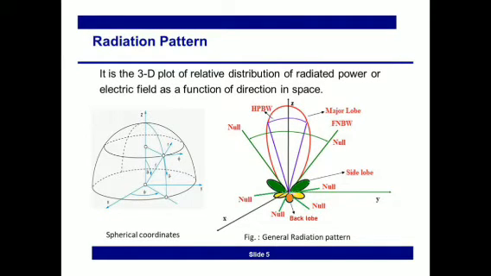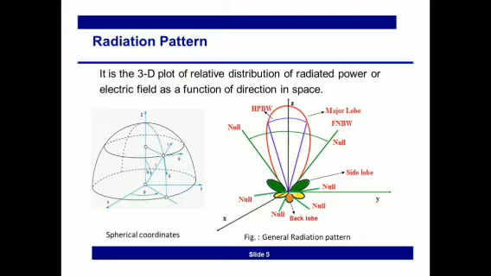So what is the radiation pattern? Radiation pattern is a three-dimensional plot of the relative distribution of the radiated power or electric field as a function of theta and phi in space. So what I have shown over here is a typical radiation pattern for a general antenna, and a number of antenna parameters can be derived from this radiation pattern.